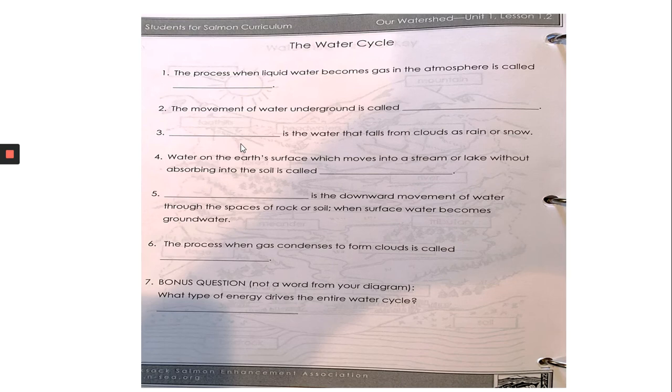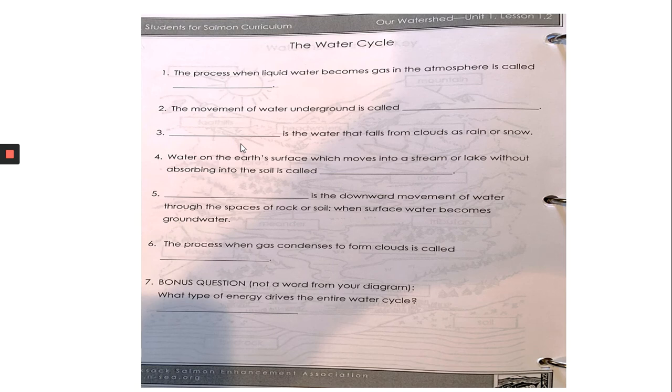Number 5, infiltration is the downward movement of water through the spaces of rock or soil when surface water becomes groundwater. Number 6, the process when gas condenses to form clouds is called condensation. I bet you got that one right.